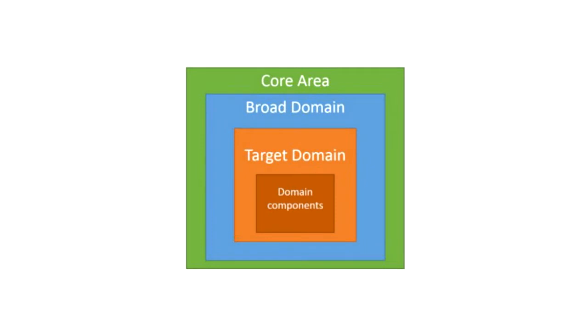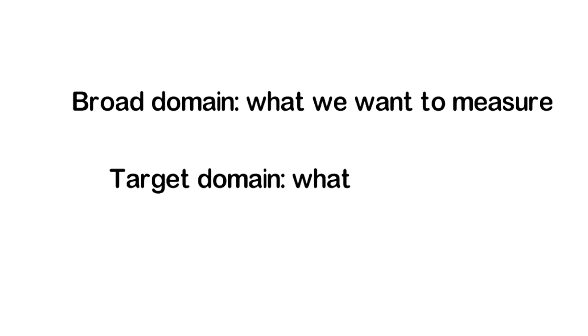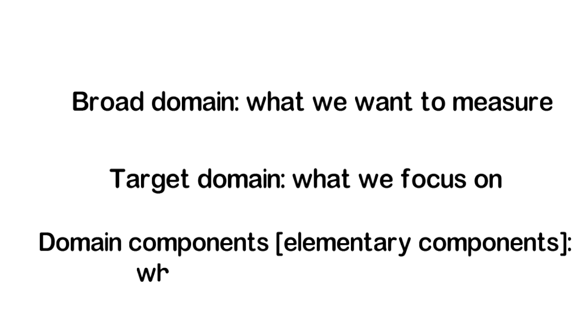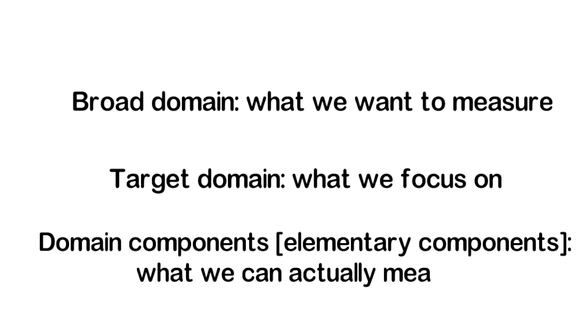The process of defining a domain can be summarized as providing clear and agreed definitions of a broad domain. This clarifies what we want to measure within one of the OMERACT core areas. A target domain. This specifies what we want to focus on by describing which body structures or processes should be measured. And the domain components, also known as the elementary components. This identifies the parts of the body, processes or structures that can actually be measured. We will now walk through an example of the boxes approach.